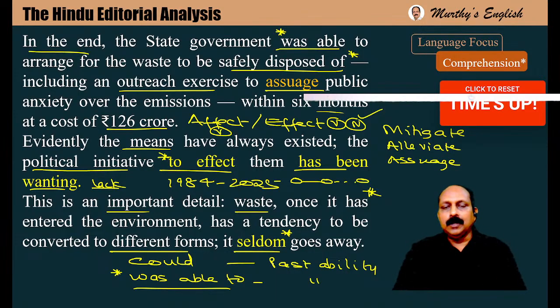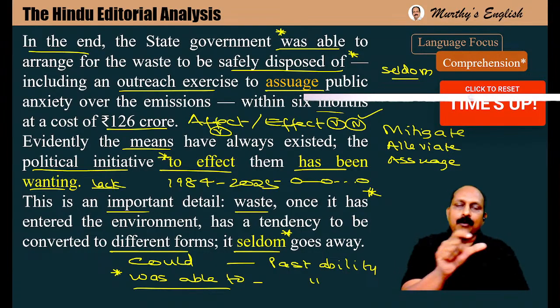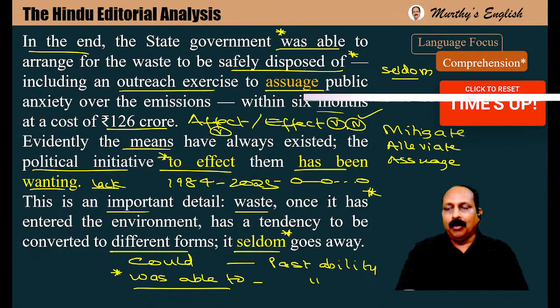Now, this is an important word. You may ask, sir, why is it important? In English, we have a few negative words. Seldom is also a negative word, which means rarely. When we begin a sentence with a negative word, words like seldom, rarely, hardly, barely, scarcely, no sooner, then the clause should be in the interrogative form.